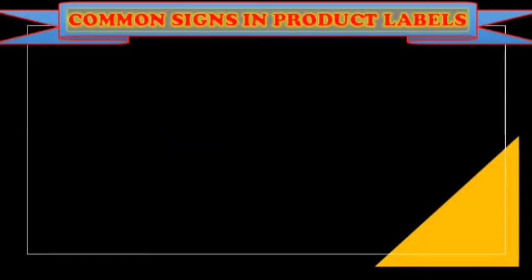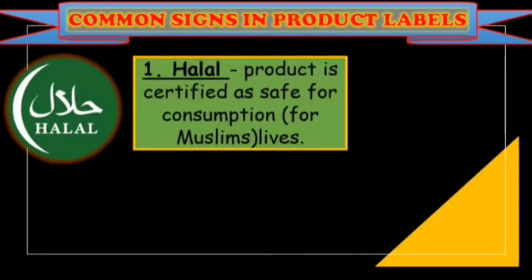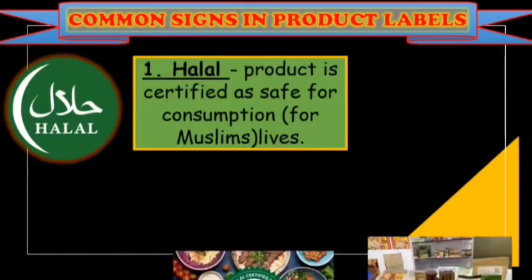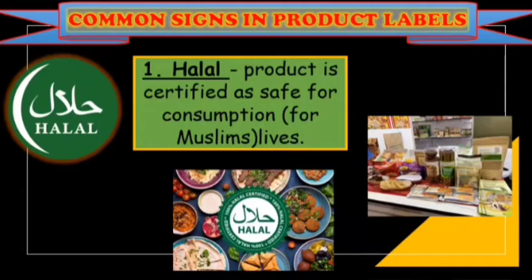The following are common signs in product labels which can help consumers decide whether the product is useful or harmful. For our number one label is what you call halal. Product is certified as safe for the consumption for Muslim lives. These are the examples of halal products.